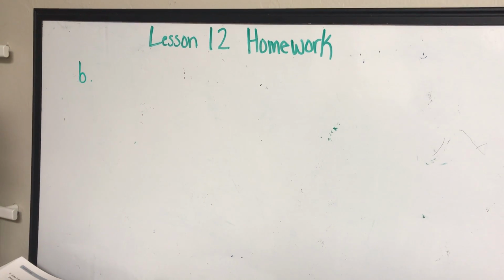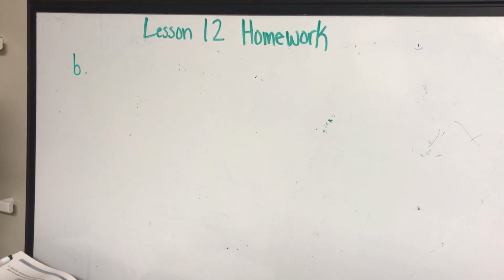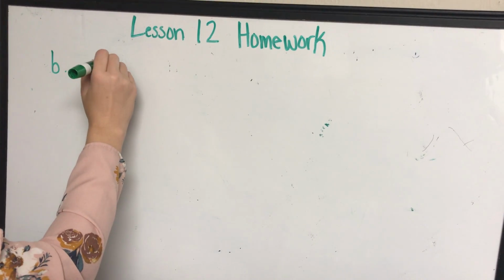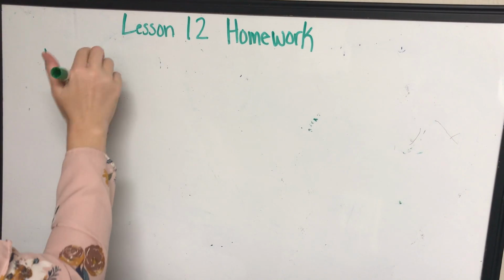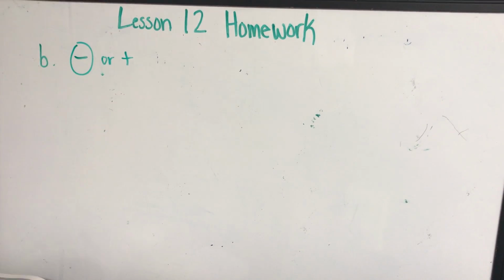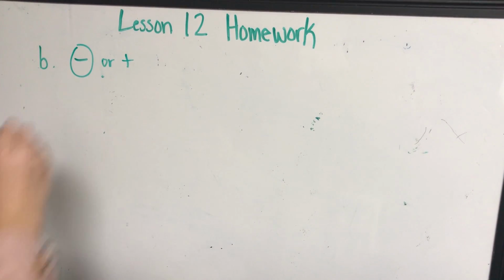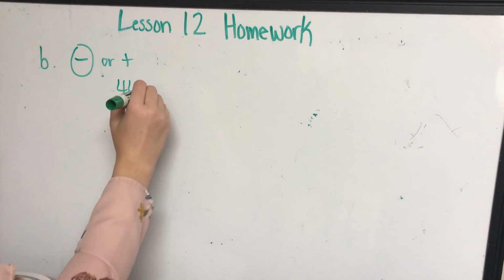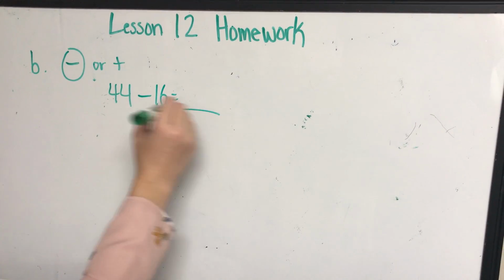B says, how many more students voted for orange juice than grape juice? The words how many more again, are we subtracting or are we adding? How many more means subtract. So we're taking the number of orange juice and we're subtracting it from the number of grape juice. You're doing that on your paper.